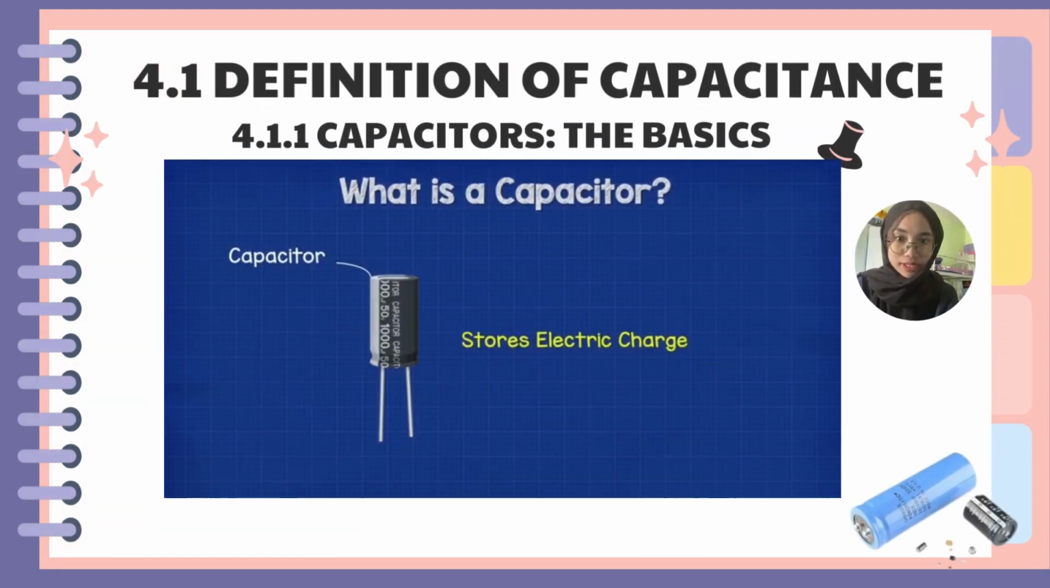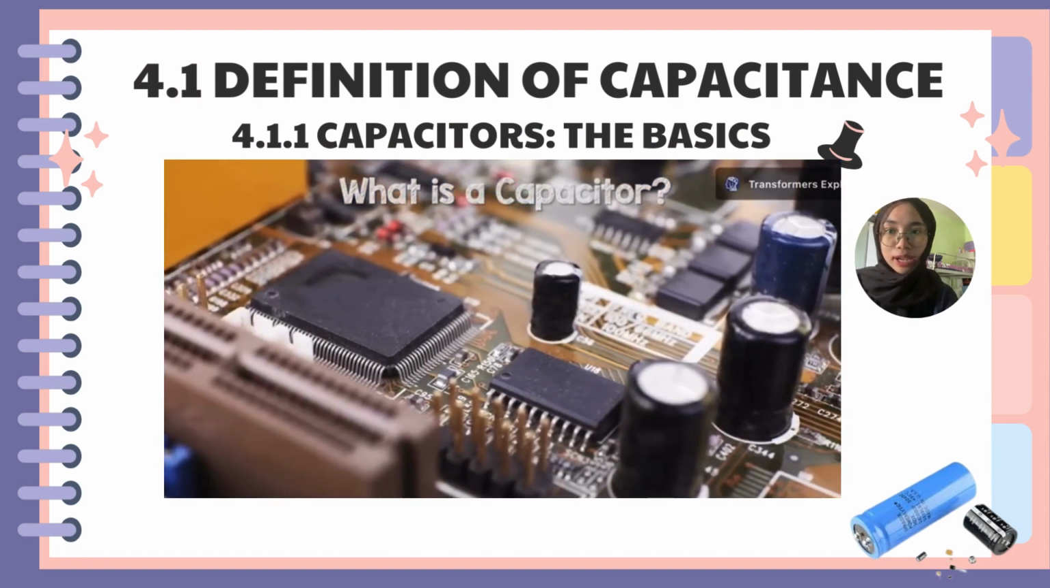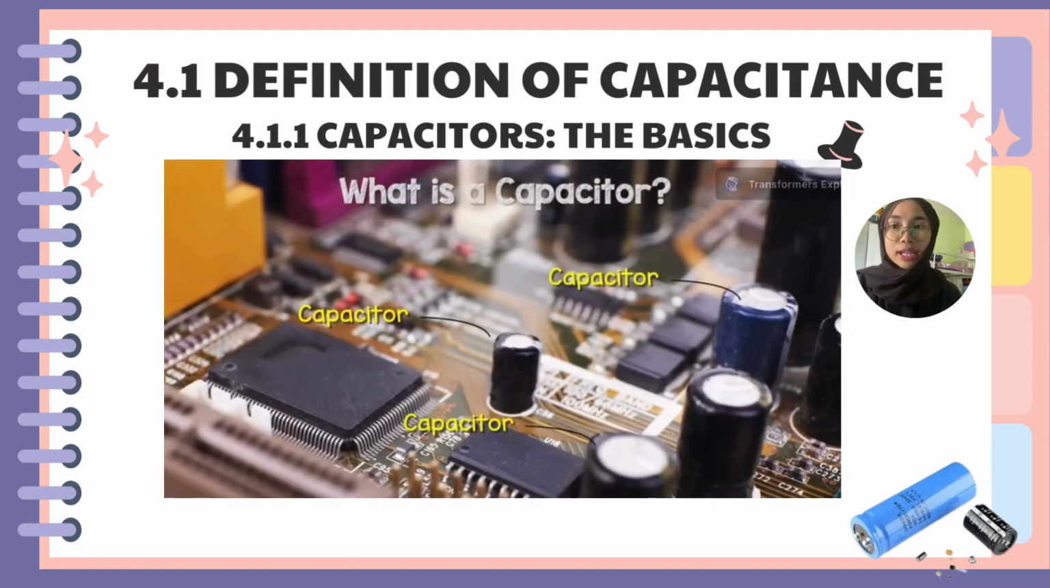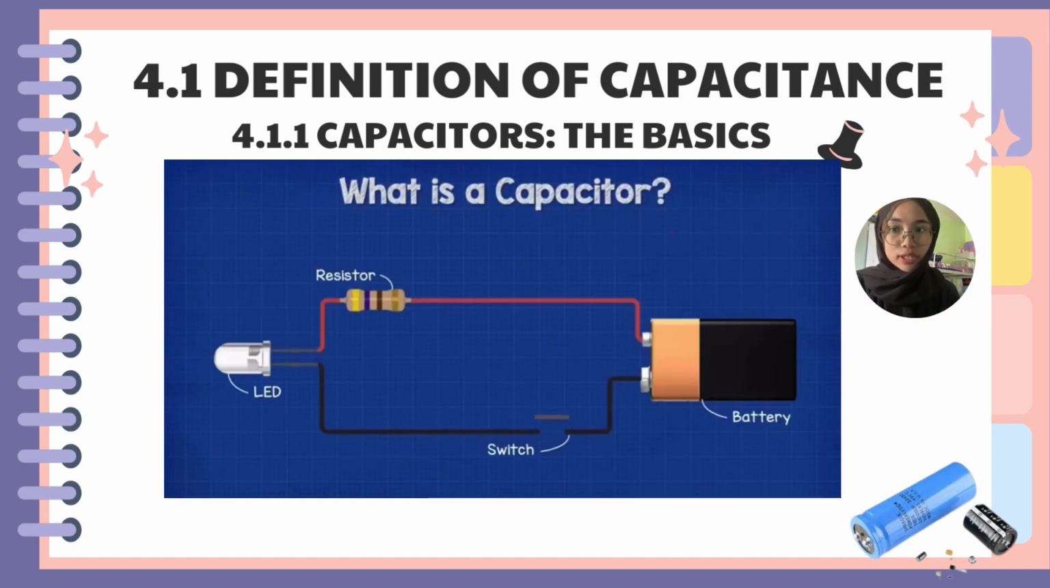4.1 Definition of capacitance. 4.1.1 Capacitors, the basics. A capacitor stores an electric charge a little bit like a battery, except it stores energy in a different way. It can store as much energy as a battery, although it can charge and release its energy much faster. This is very useful, and that's why you will find capacitors used in almost every circuit board.